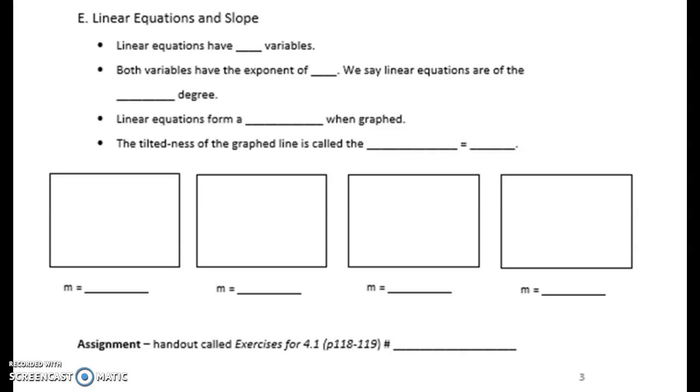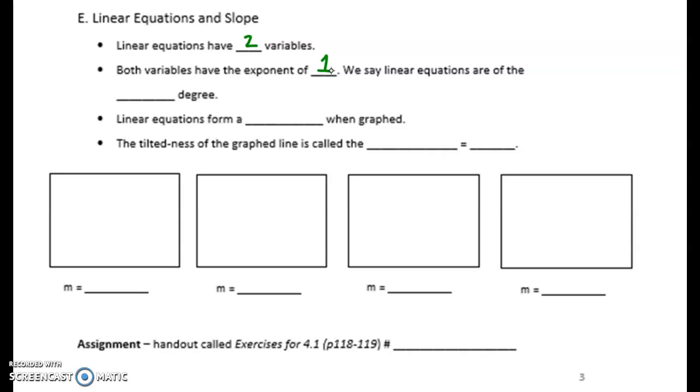Let's talk about linear equations and slope. So linear equations have two variables, usually variables x and y, but they can be anything. Those two variables represent the two axes on the Cartesian coordinate plane. Both of these variables have the exponent of 1.